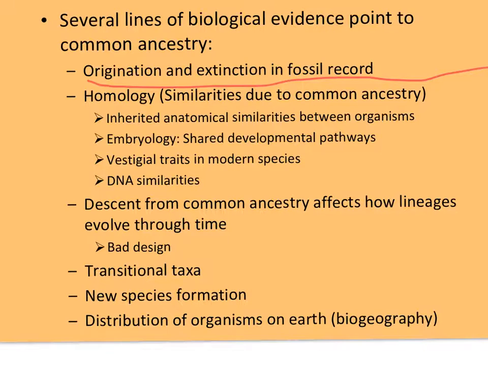And then there's the distribution of organisms on Earth, that's biogeography. Why do we find kangaroos and almost all marsupials in Australia and not in North America, where we just have one marsupial, but we have mostly placental mammals? Okay, so that's what we're going to be covering.